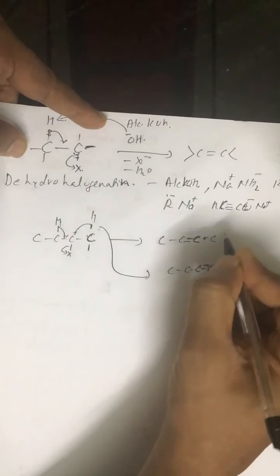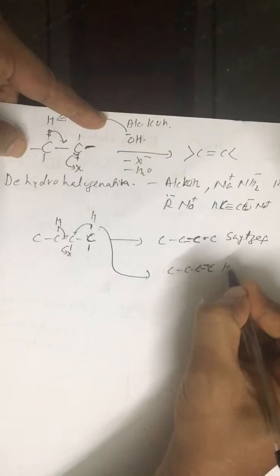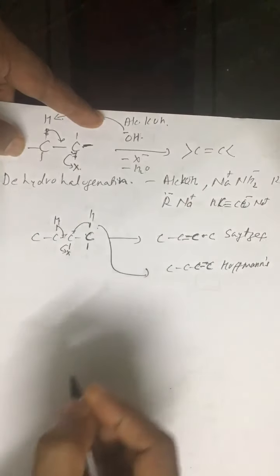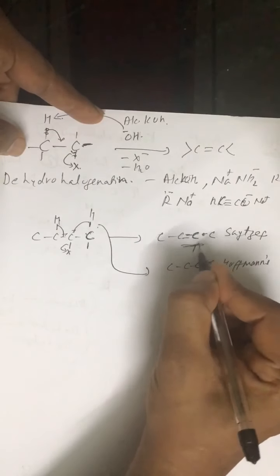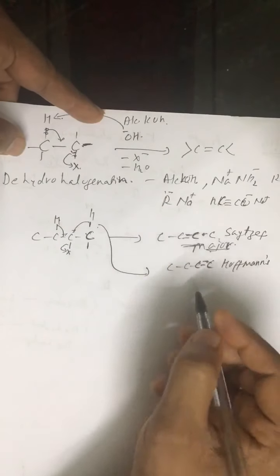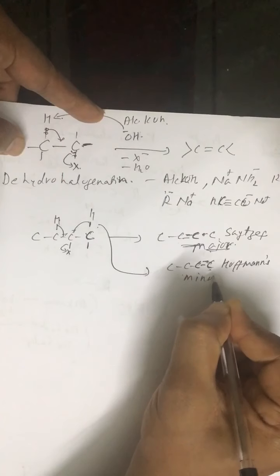This 2-butene is called Saytzeff product, and this 1-butene is called Hofmann's product. Normally it is the Saytzeff product which is the major product, and the Hofmann product is the minor product.